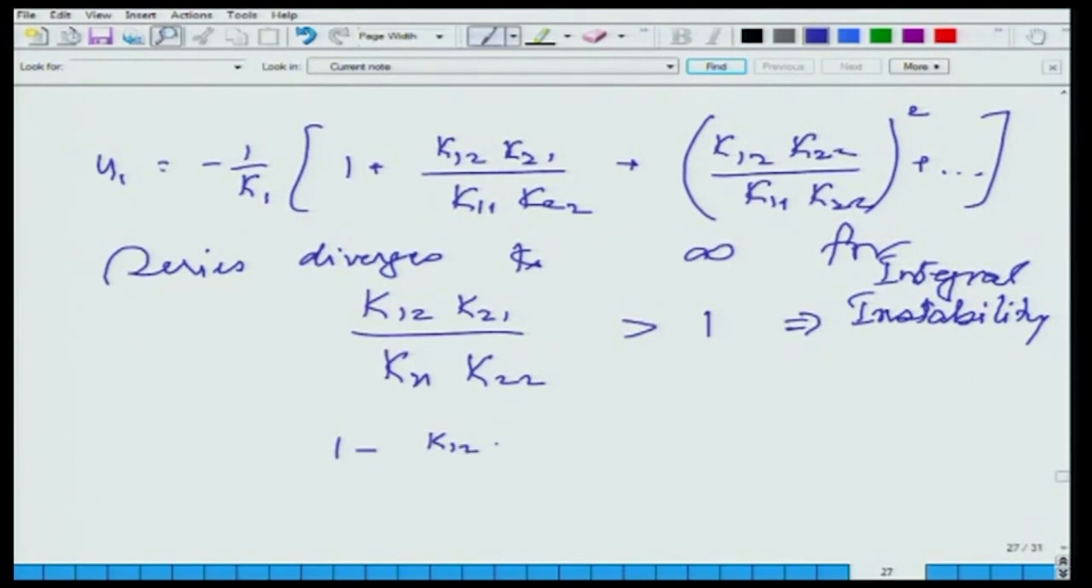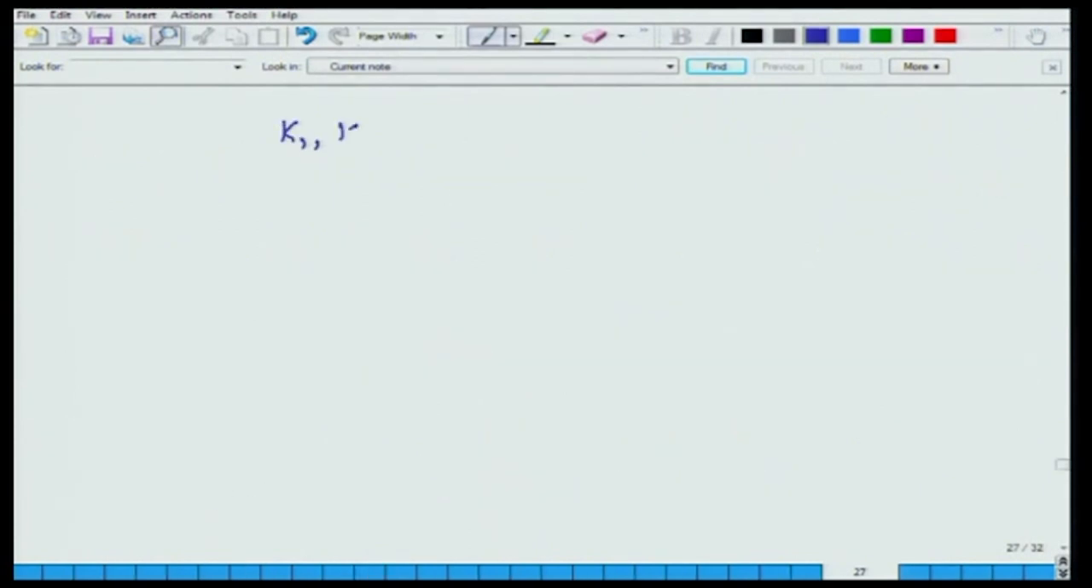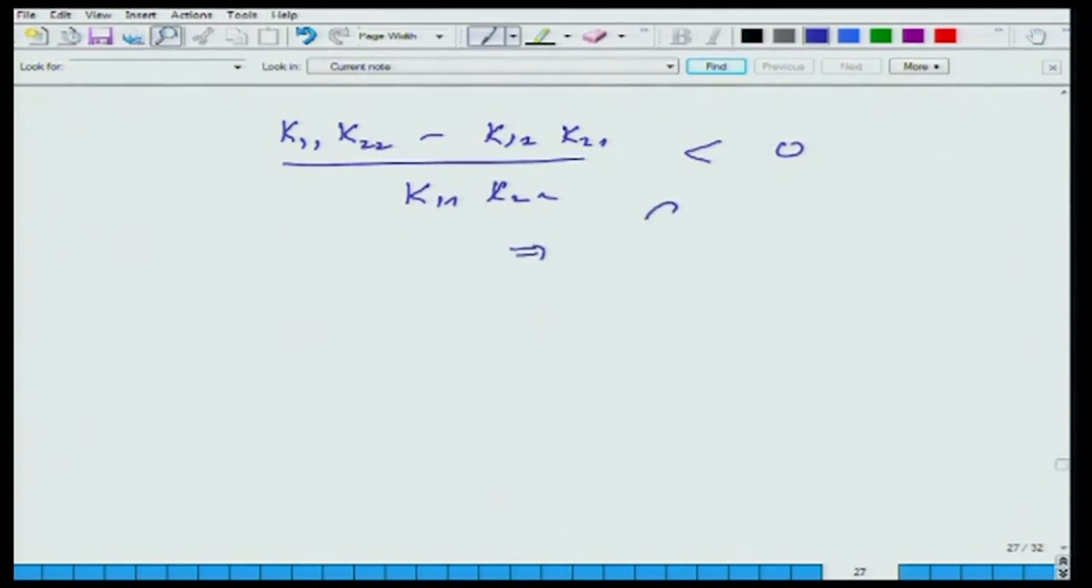All right. So, what that means is if 1 minus k12 k21 divided by k11 k22 is less than 0, this implies integral instability. And what that means is, if I solve this further, k11 k22 minus k12 k21 divided by k11 k22 is less than 0 implies guaranteed integral instability.